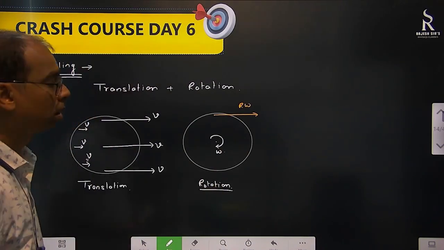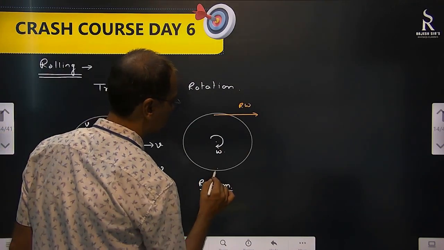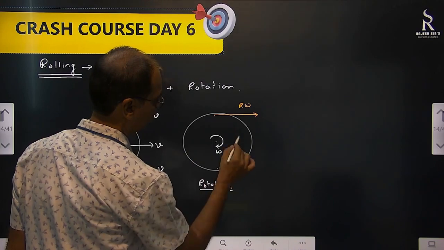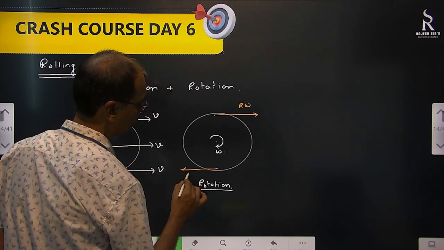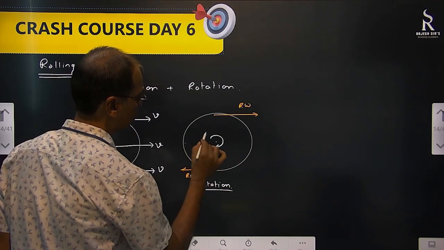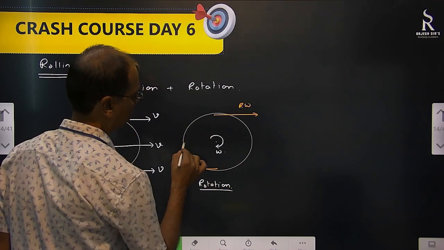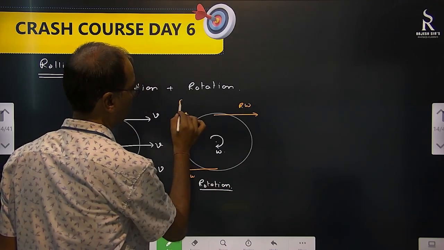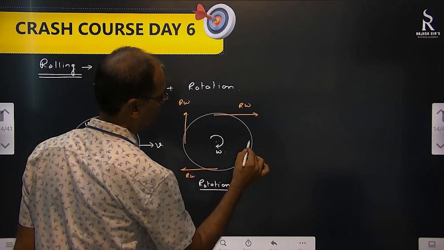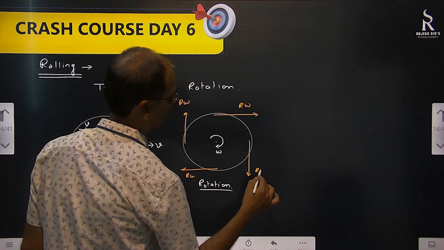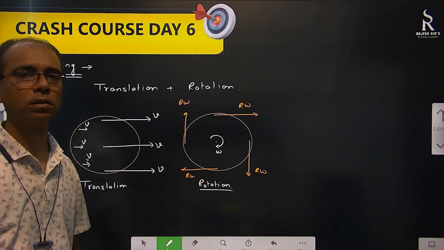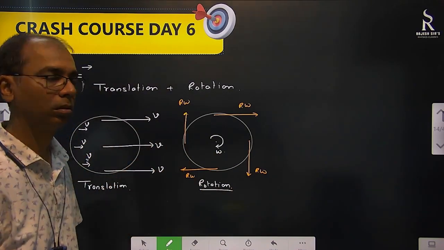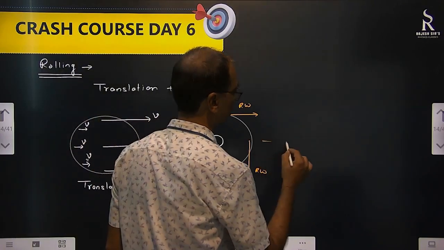R omega. Bottom. Bottom means like this. Where is it going? Back. Here. Like this. So r omega. This point, up, r omega. This point, down, r omega. Pure translation, pure rotation. You are mixing them up. You are calling it as rolling.